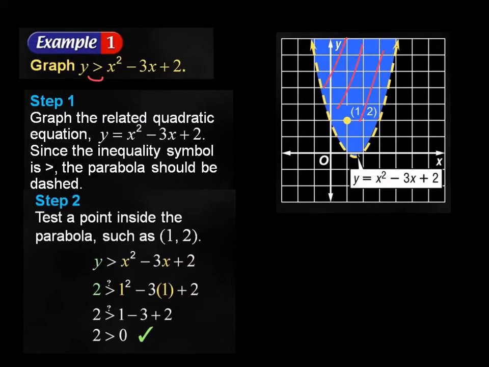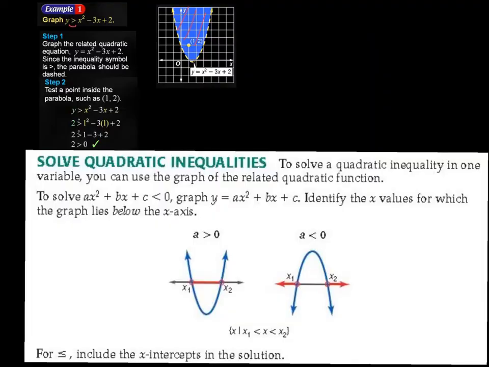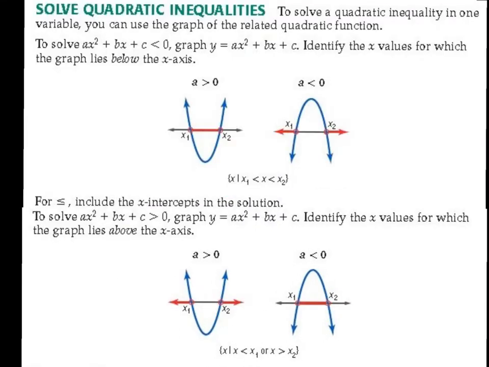To solve a quadratic inequality in one variable, you can use the graph of the related quadratic function. To solve ax squared plus bx plus c is less than 0, graph y equals ax squared plus bx plus c. Identify the x values for which the graph lies below the x-axis. For less than or equal to, include the x-intercepts in the solution.